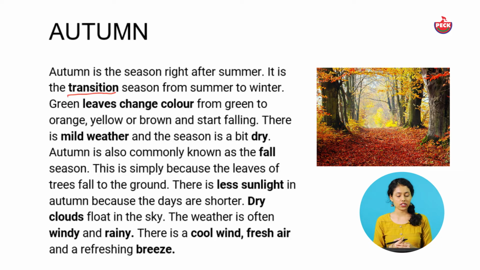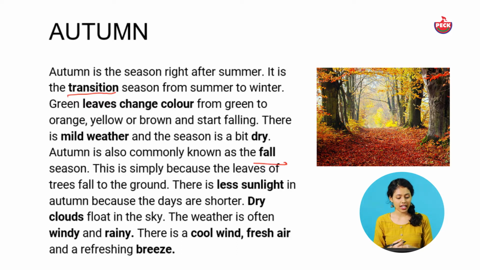The green leaves change color to orange, yellow or brown and start falling. So this is a season where trees and flowers and leaves dry up and fall to the ground. There is mild weather and the season is a bit dry. Autumn is also commonly known as the fall season. Now why is it called the fall season? I just said that the leaves of the trees dry up and fall to the ground. So we call this season the fall season.